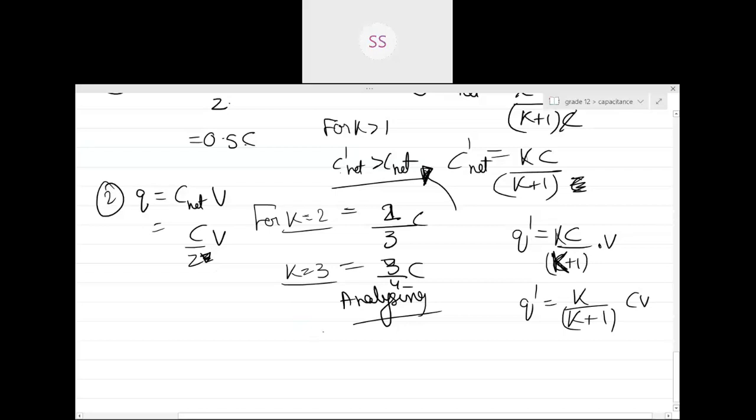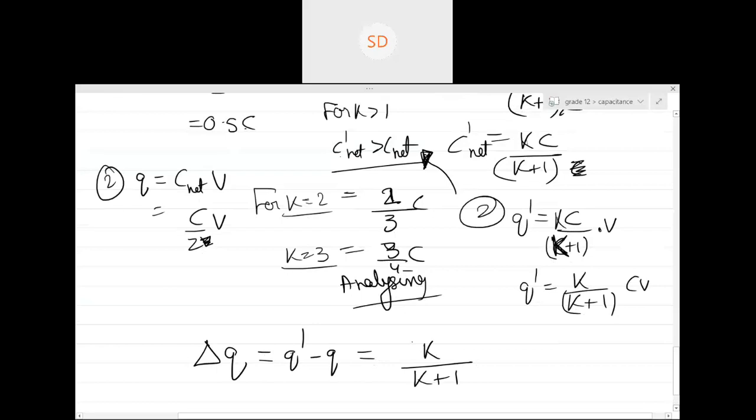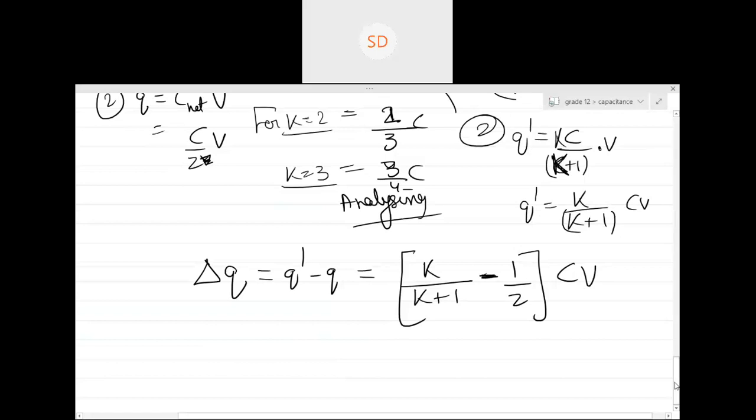Is this clear, guys? This is your initial, this is your final. And then what is the net additional charge? It will be Q dash minus Q, right? So K upon K plus 1, CV will be common, minus 1 by 2. So twice of K minus 1 upon 2.